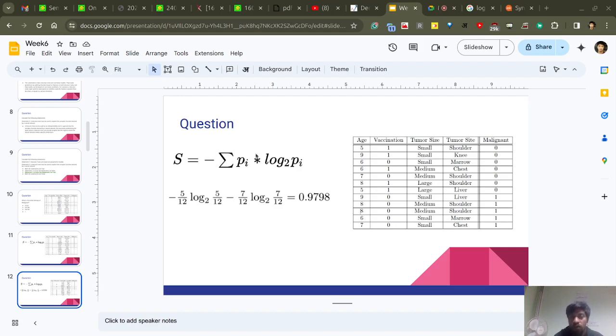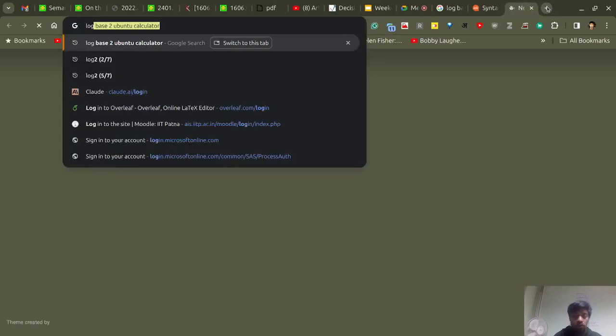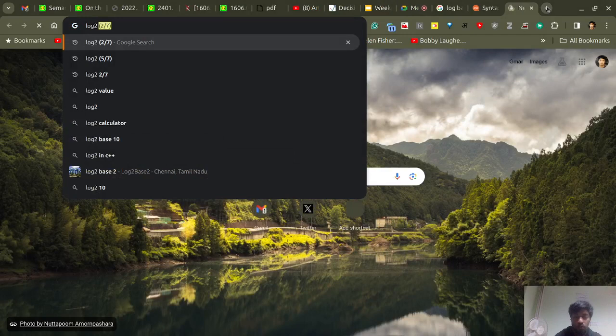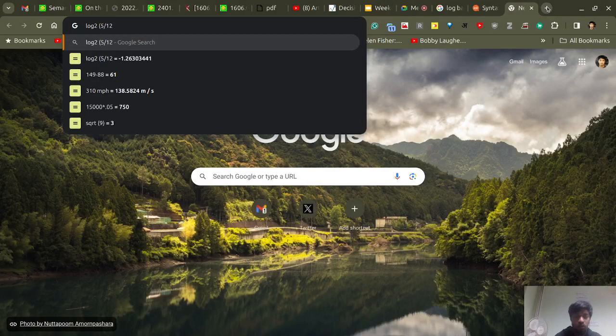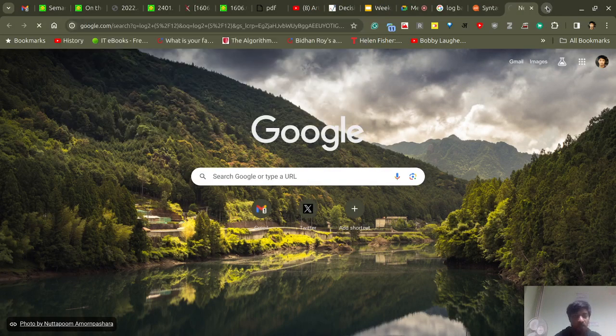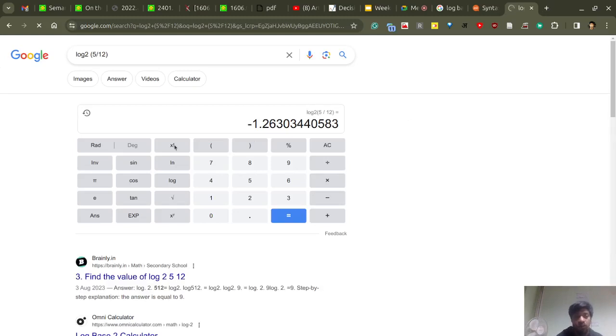And let's check it once. When you do minus 5 by 12 into what you got, the answer you got is negative, isn't it? So when you do minus 5 by 12 into that negative, you get a positive, and that is something greater than 1. The next term is also similarly positive. So you're basically adding two positive numbers greater than 1, then your answer should be 2 point something, no?